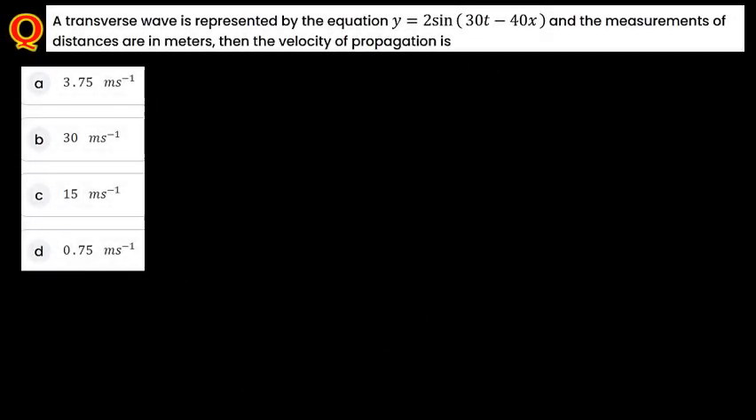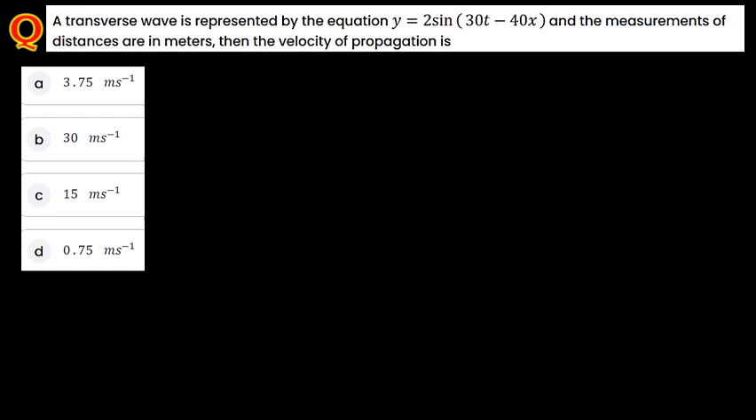Problem here. A transverse wave is represented by an equation y equal to this one. You can see the same in the previous one, a sin(omega t minus kx), and the measurements of distance are in meters. Then the velocity of the progressive wave. So the general one, velocity. In that case, you can understand here.